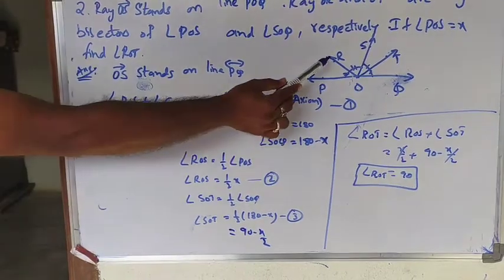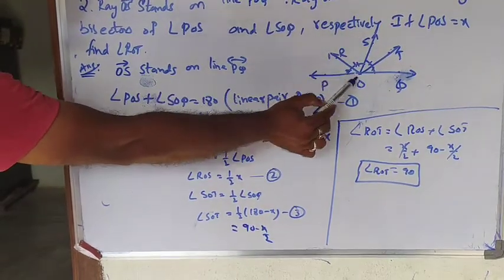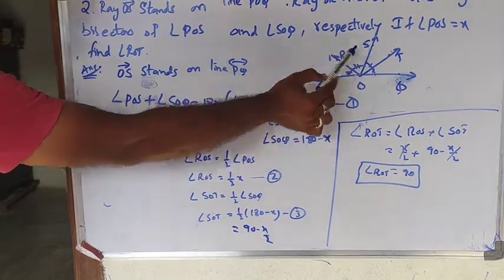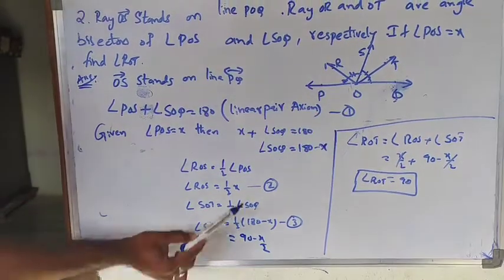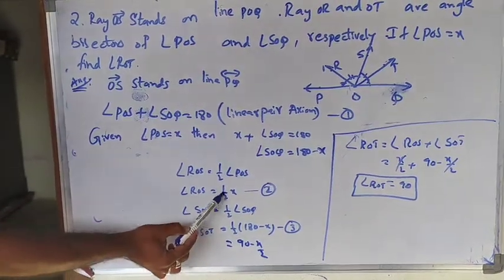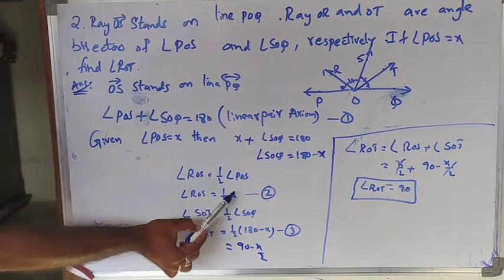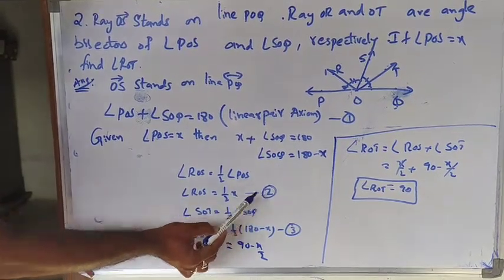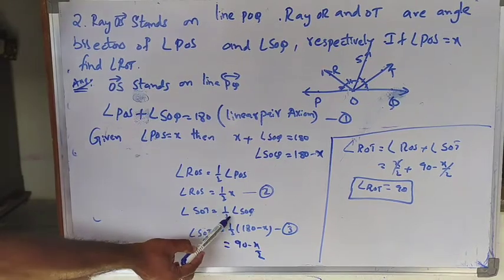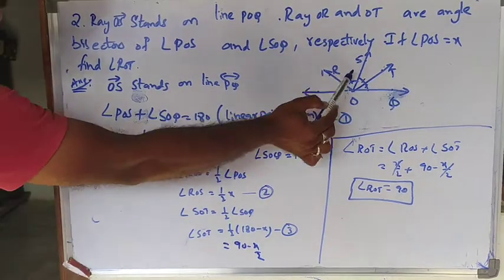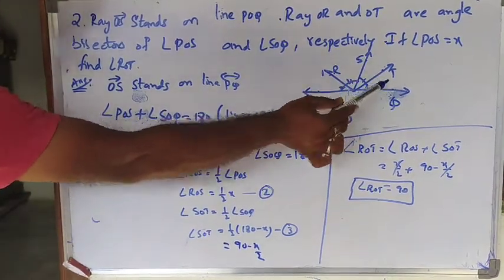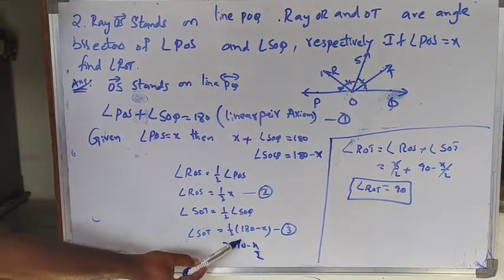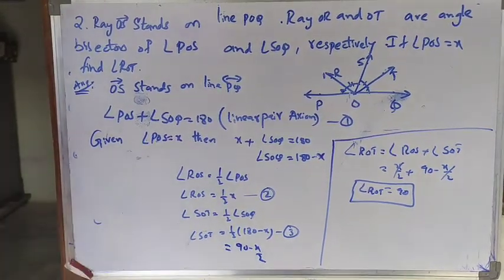Angle ROS, if I take this half angle, will be half of angle POS. And if angle POS is already X, if I substitute, I am considering this as the second equation, and angle SOT will be half of angle SOQ. Why? Because of the angular bisector. So half of 180 minus X will be 90 minus X by 2.